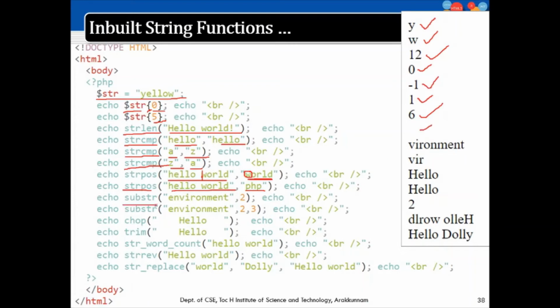Next one is the substring function. As I mentioned earlier, it can take two parameters or three parameters. In the case of two parameters, I have a string called environment and I have given the position as 2, so 0, 1, 2. Starting from V, it will extract all the remaining string values. You can see this is the output.